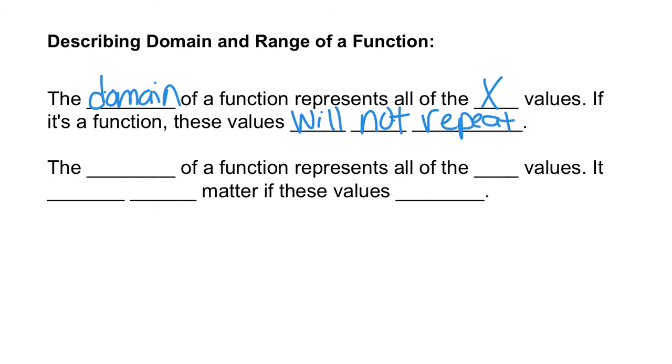Now when they ask you to talk about the range of the function, they're asking you to talk about all the possible y values. And remember, it doesn't matter if those repeat or not. So anytime you hear that word domain, you need to think x. Anytime you hear the word range, you need to think y. This is no longer like the range where you subtract the big and the small number. This is describing a function's range, looking at how low and how high it can go along the y-axis.